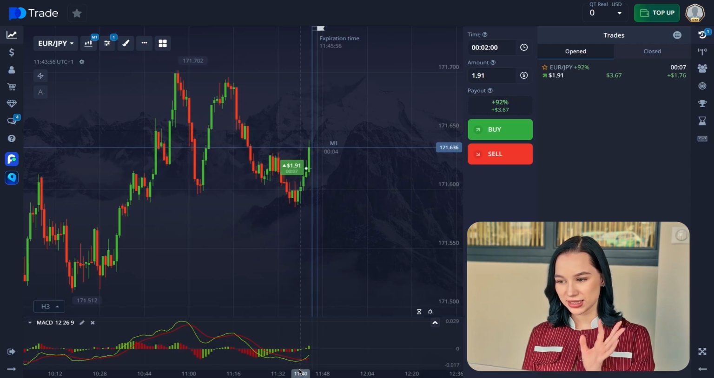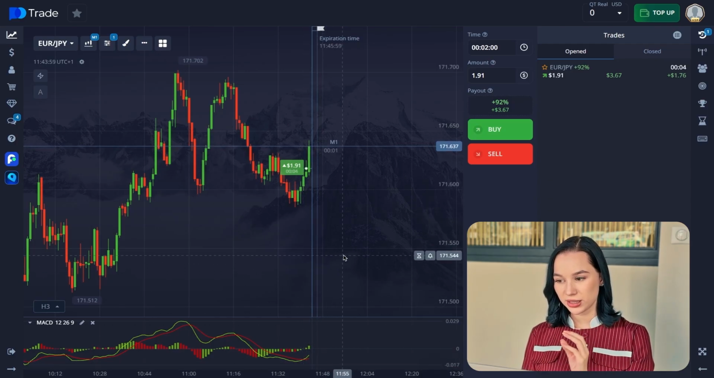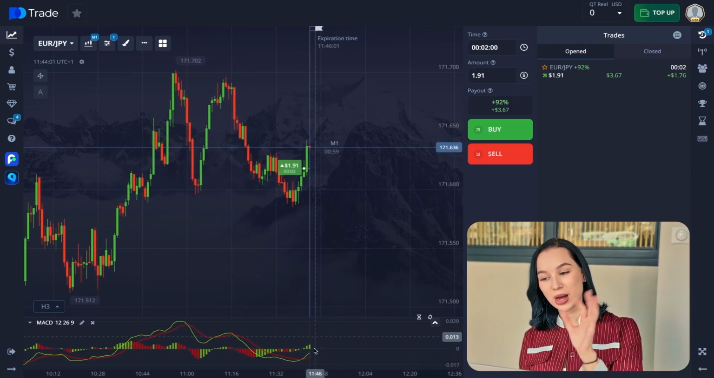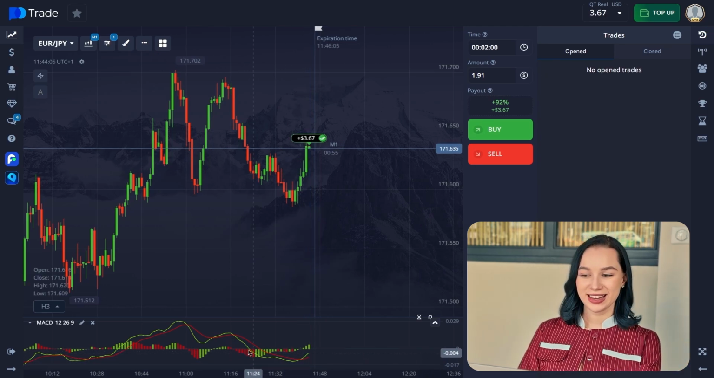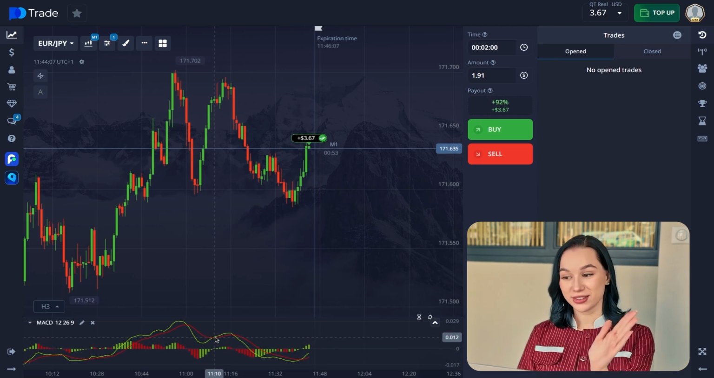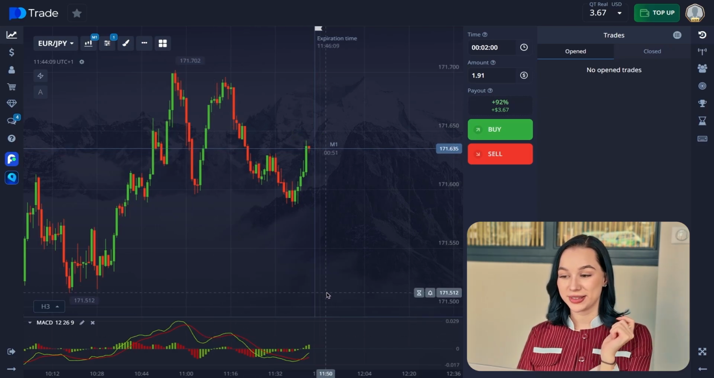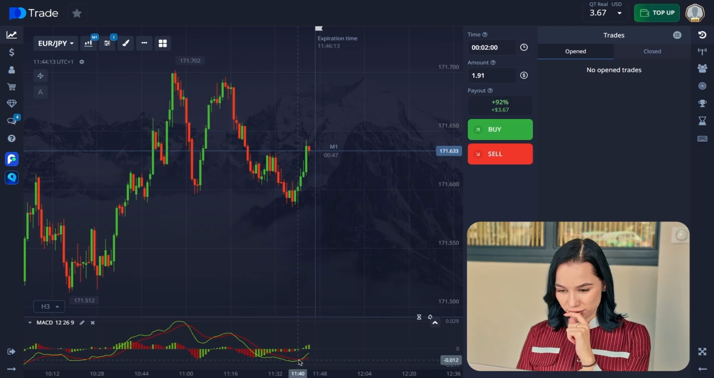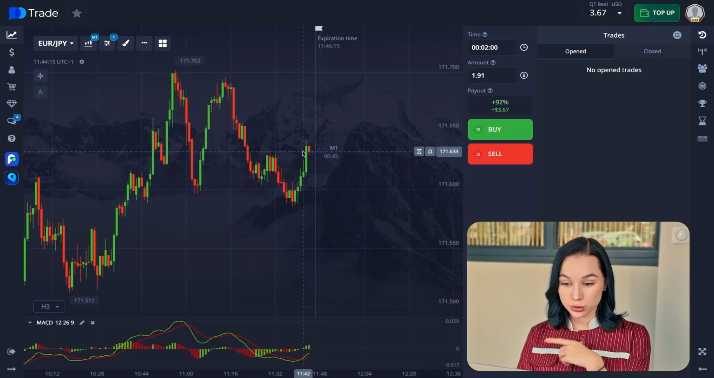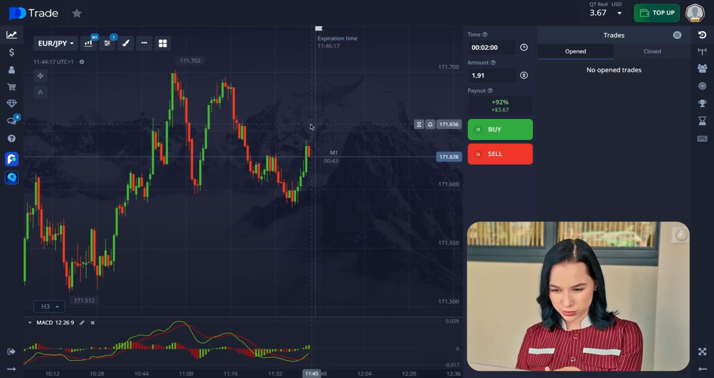7, 6, 5, 4, 3, 2, 1. And we close this trade in a plus. Okay, perfect, guys. Oh my god, now we have $3 already. $3.67. Okay, nice. So here, as we can see, the upward trend actually should continue, but now we have some corrective candle.